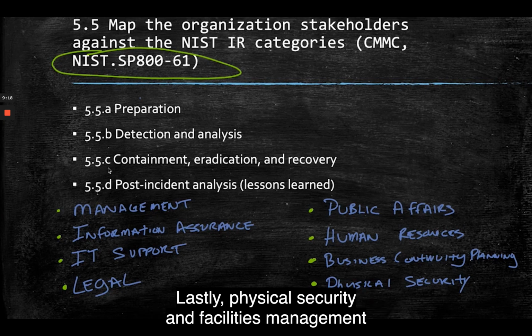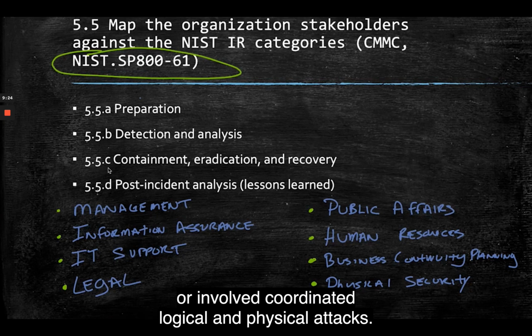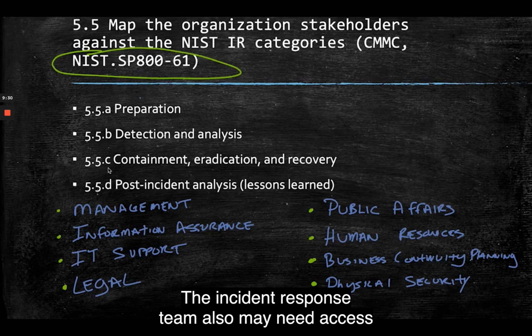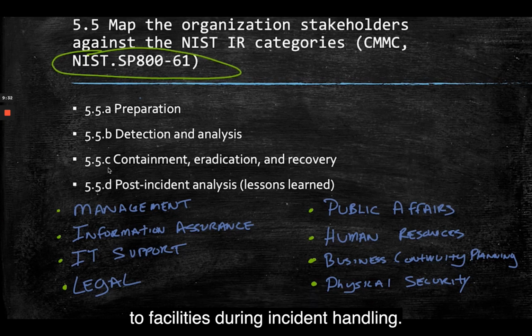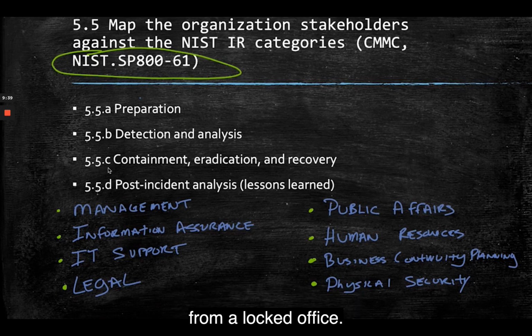Lastly, physical security and facilities management. Some computer security incidents occur through breaches of physical security or involve coordinated logical and physical attacks. The incident response team also may need access to facilities during incident handling, for example, to acquire a compromised workstation from a locked office.